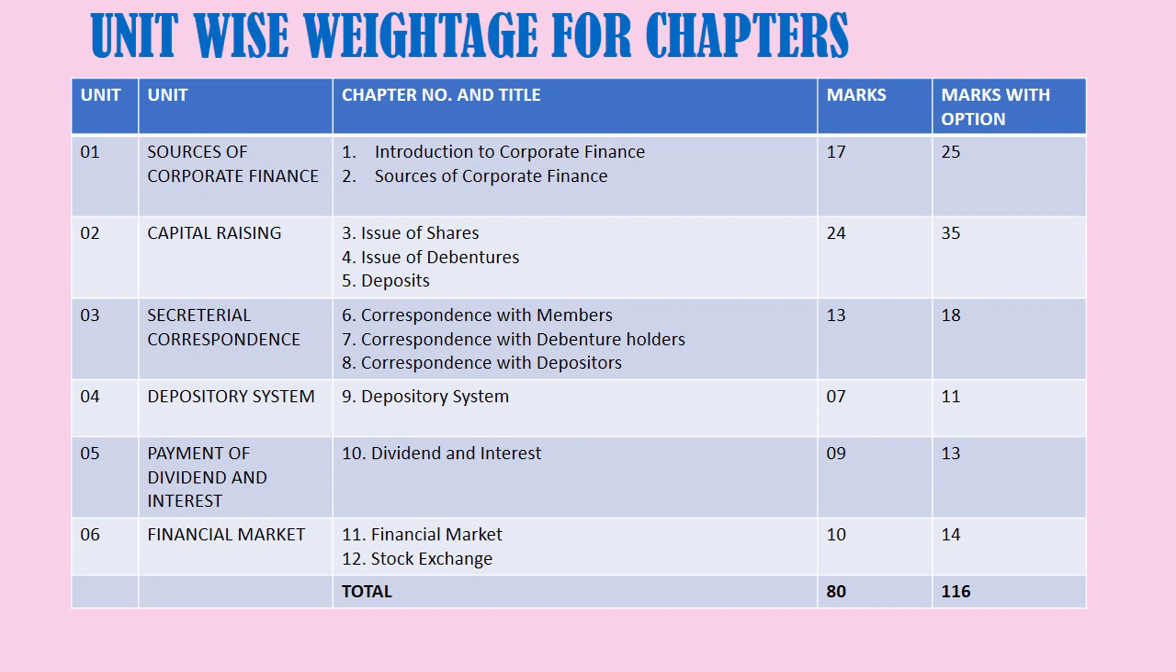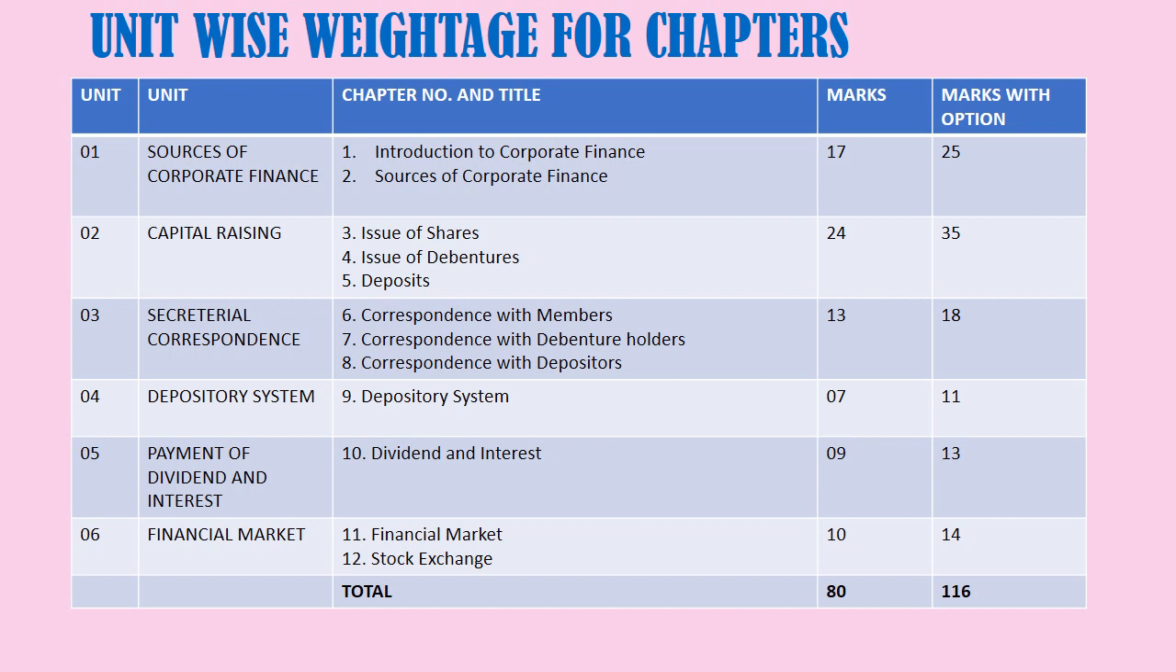Unit 3 is secretarial correspondence, that is correspondence with members, correspondence with debenture holders and correspondence with depositors. For these 3 chapters, there are 13 marks allotted, and with option you have 18 marks. That means 3 letters are going to be asked from each chapter, and so you have 5 plus 5 plus 5 plus 3. It means you will have to give importance to all the letters in these chapters. And 3 marks you can be asked over here.